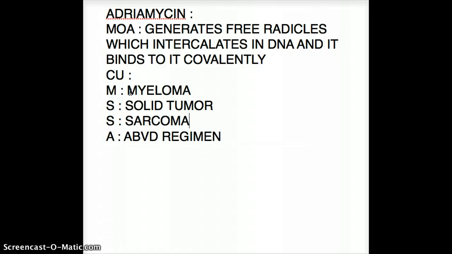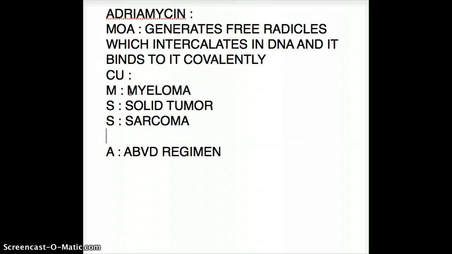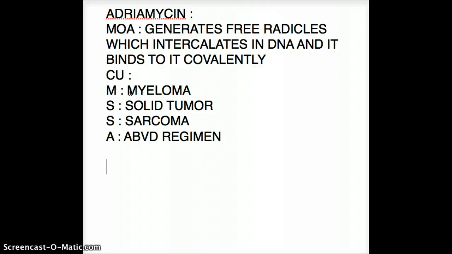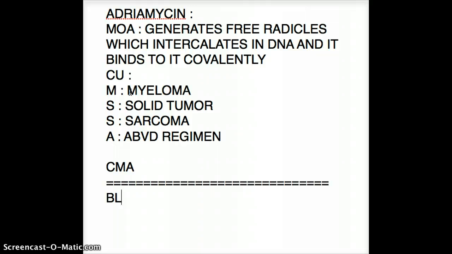What about the toxicity? MSSA, CMA. I talked about it a little while ago, but not specifically for Hodgkin's. So C is for cardiotoxicity, M is for myelosuppression, and A is for alopecia. Alright, so that's about Adriamycin, followed by Bleomycin.